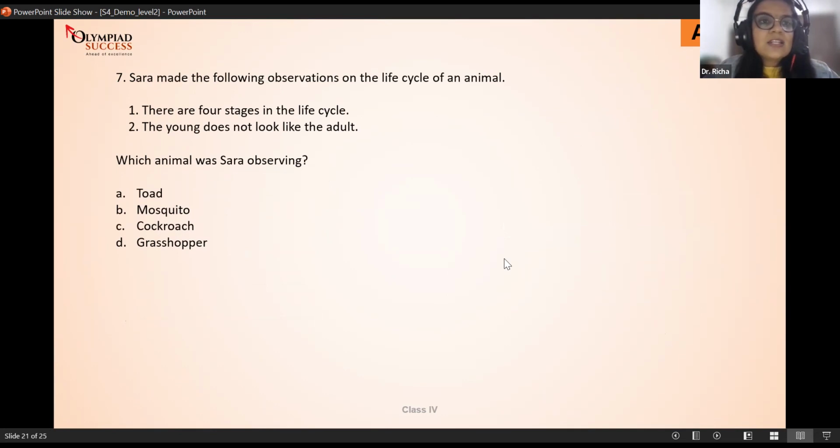Then you have: Sara is observing an animal. The animal has 4 stages in its life cycle. And the young one doesn't look like the adult version. What kind of animal is she observing?